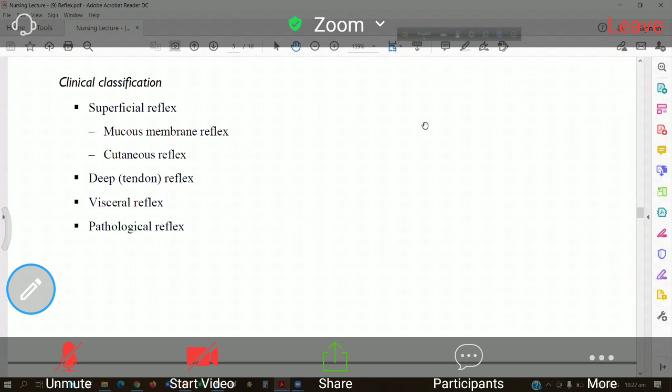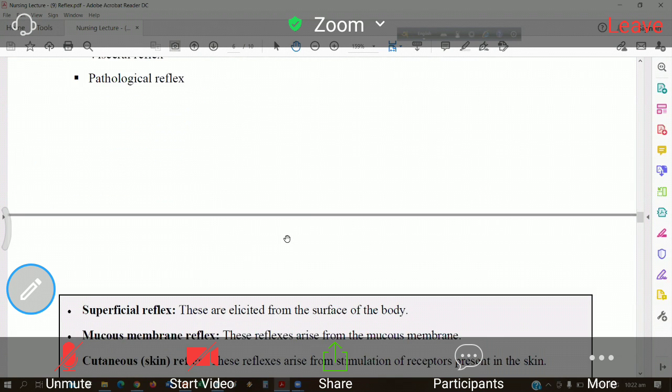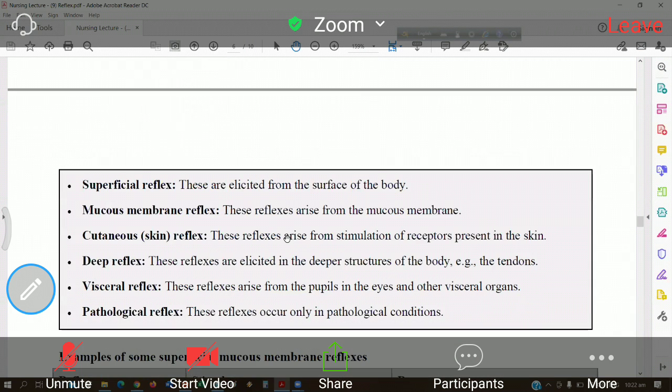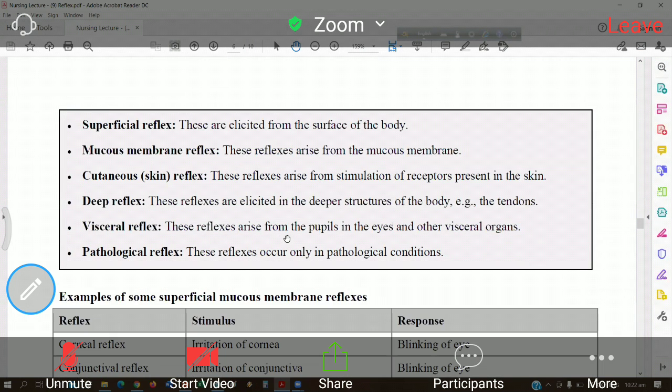Then we have visceral reflexes, where the receptors are located deeper in the viscera. Superficial reflexes are elicited from the surface of the body. Deep reflexes are elicited in the deeper structures of the body, for example, the tendons. Visceral reflexes are reflexes that arise from the pupils in the eyes and other visceral organs. Visceral organs means GI tract, respiratory tract, urinary tract, etc.